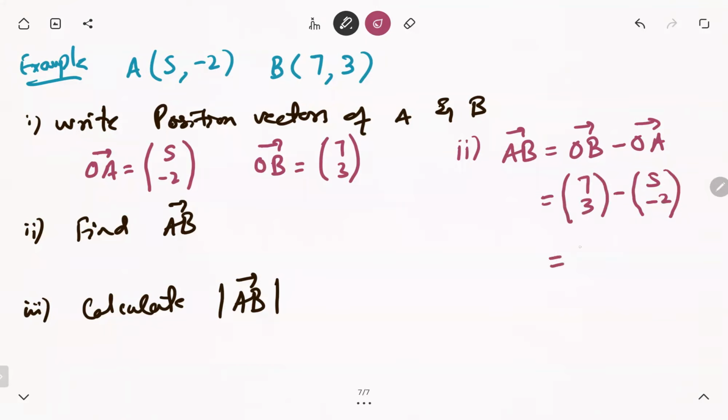So 7 minus 5 is 2 and 3 plus 2 is 5. So this is the vector AB.